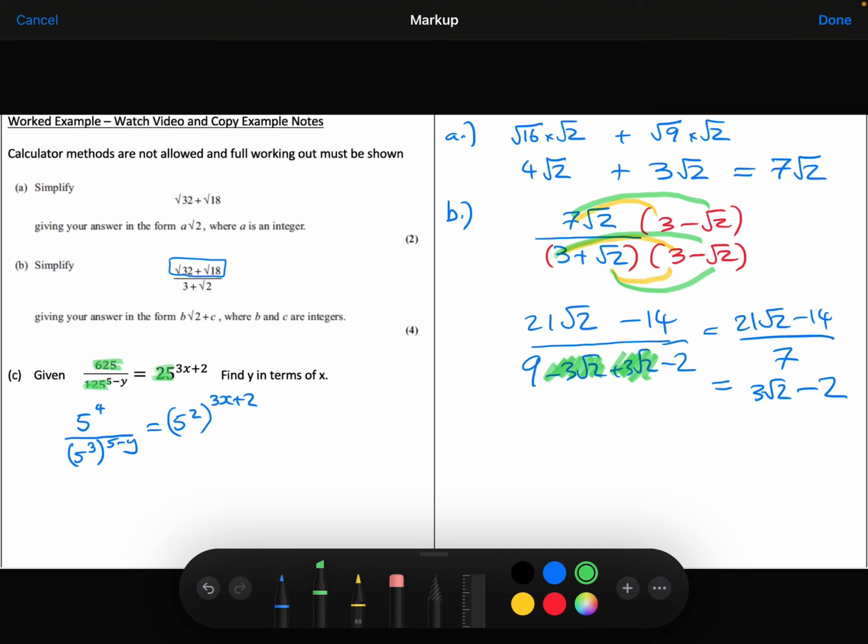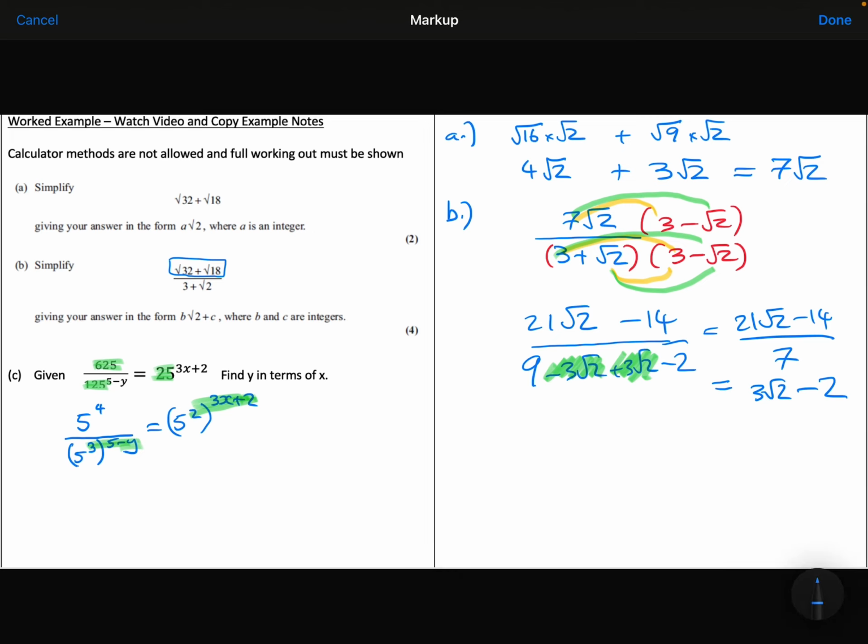Now the next thing I can do, these powers can be multiplied together. So I can rewrite this as 5 to the power 4 divided by 5 to the power of 3 times 5 is 15. 3 times minus y is minus 3y. On the right hand side, I will have 5 to the power of 2 times 3x is 6x, and 2 times 2 is 4.